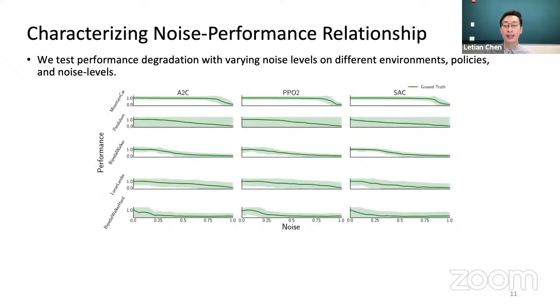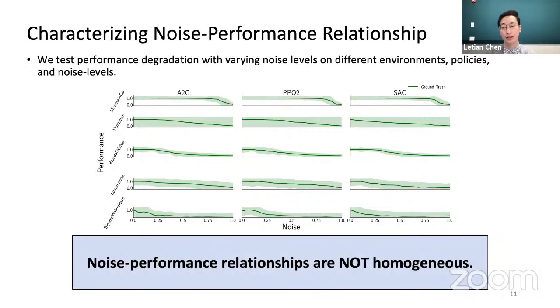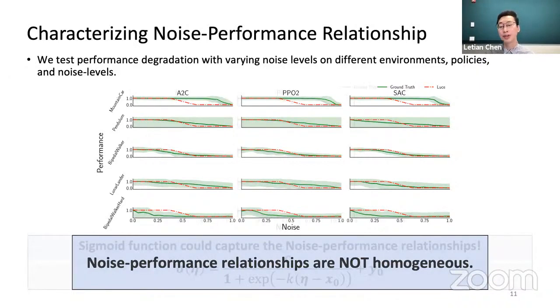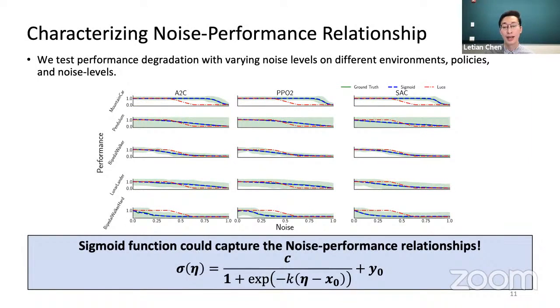As we could observe, the noise performance relationship is heterogeneous, which is contradictory to the loose shepherd rule's assumption. If we apply the loose shepherd rule blindly, in some situations it might fit well, but in most cases it won't fit the actual noise performance relationship. However, a sigmoid function could well capture the noise performance relationship and adjust it to different environments, policies, and noise levels.